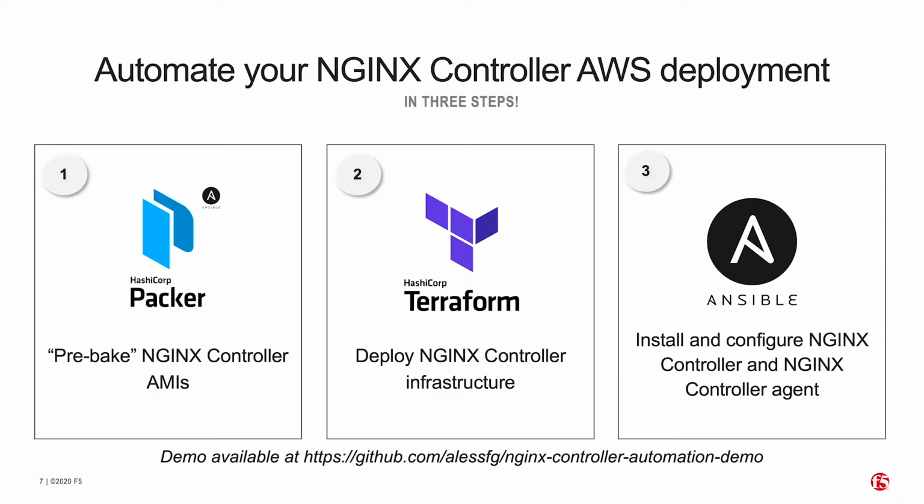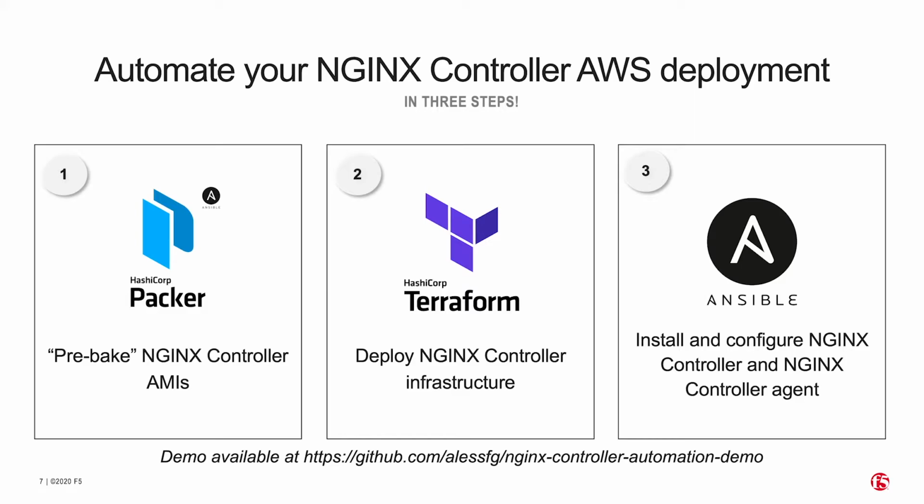Step 1, use Packer to pre-bake NGINX Controller AMIs using Packer's Ansible Provisioner. Step 2, use Terraform to deploy NGINX Controller's infrastructure on AWS. And step 3, use Ansible to install and configure NGINX Controller and the NGINX Controller agent on NGINX Plus instances. If you have never heard of these tools beforehand, in short, Packer is a tool to create machine images, Terraform is a tool to deploy infrastructure as code, and Ansible is a provisioning and configuration management tool.